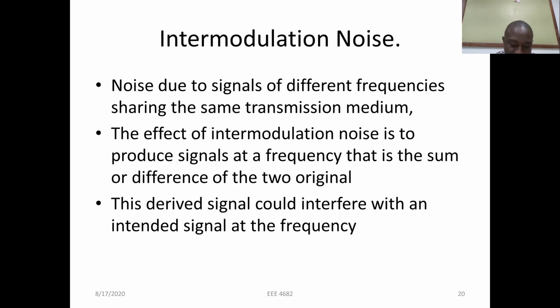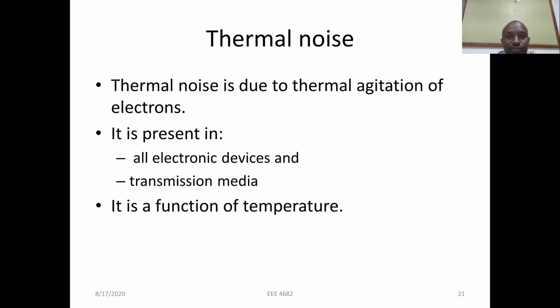The other type of internal noise is intermodulation noise. This is noise due to signals of different frequencies sharing the same transmission medium. This occurs in such a way that the two signals may add or subtract, and the resultant signal is actually noise. It's not wanted, and it could also interfere with the two wanted signals.